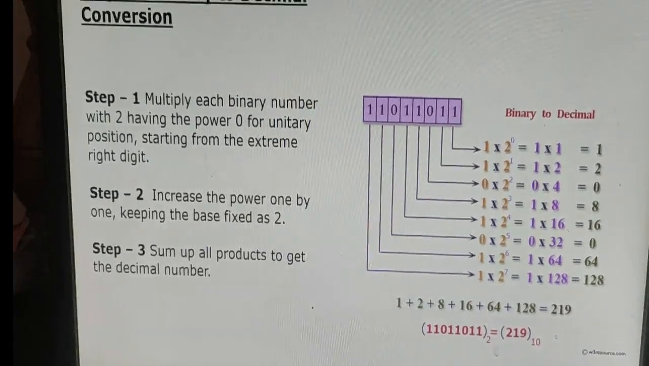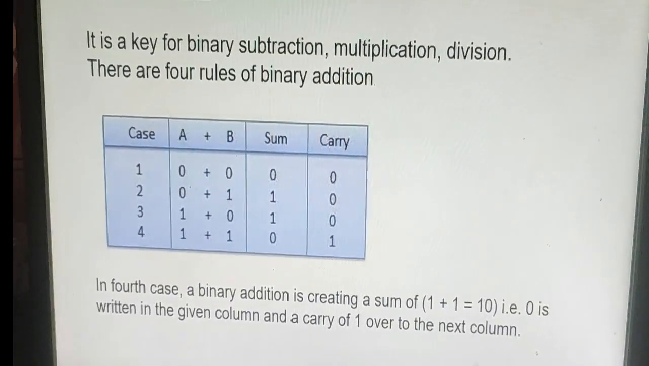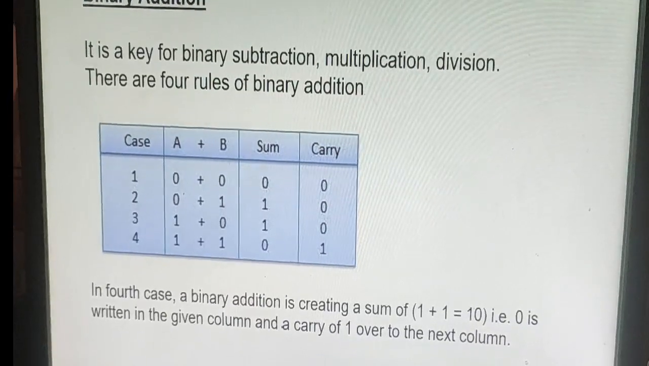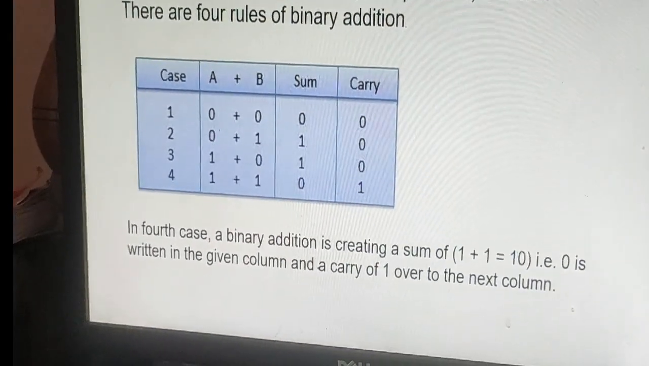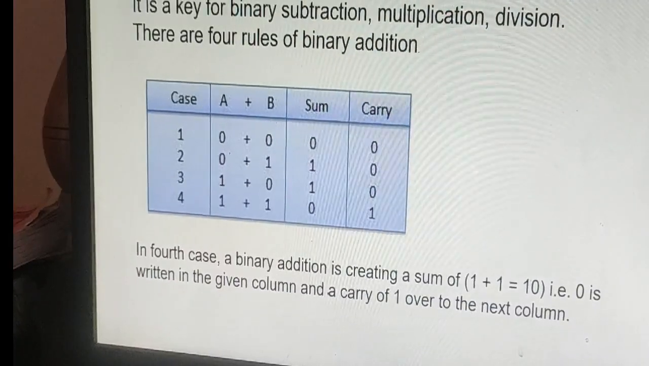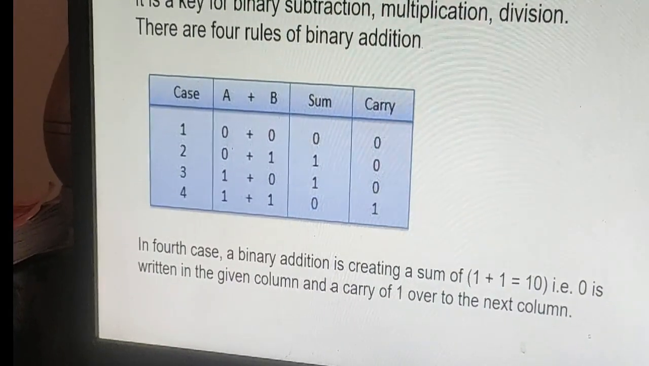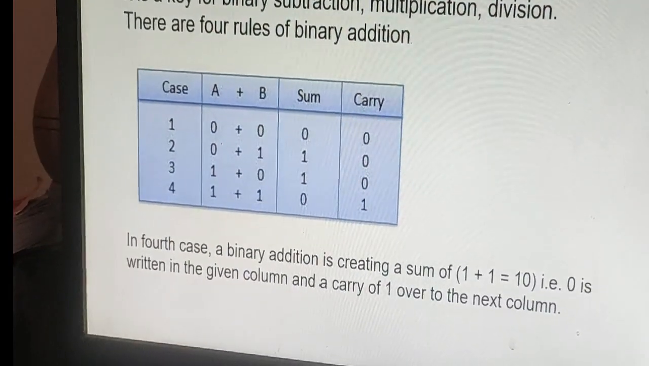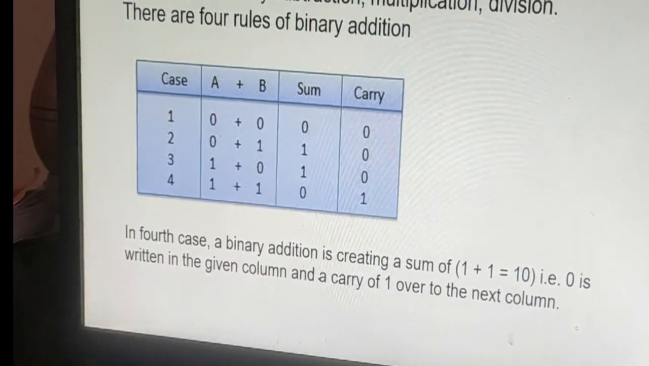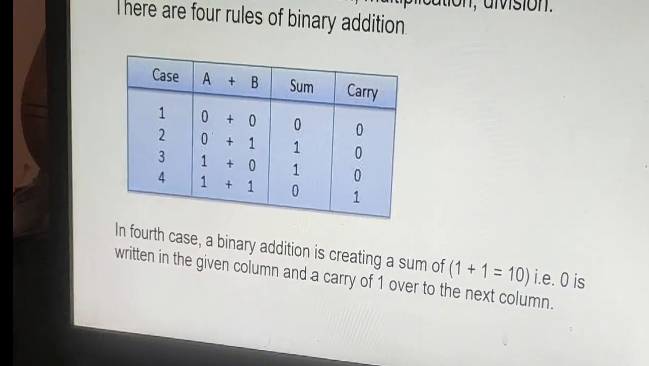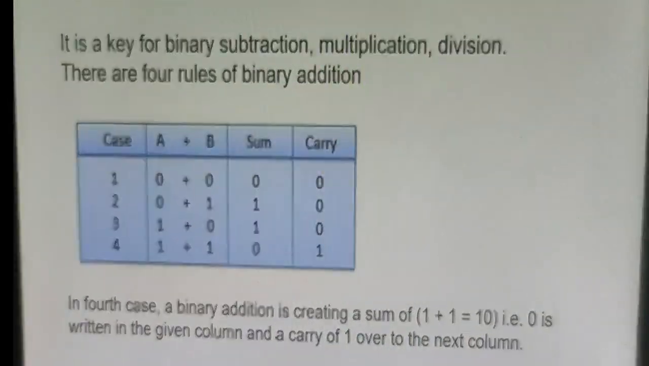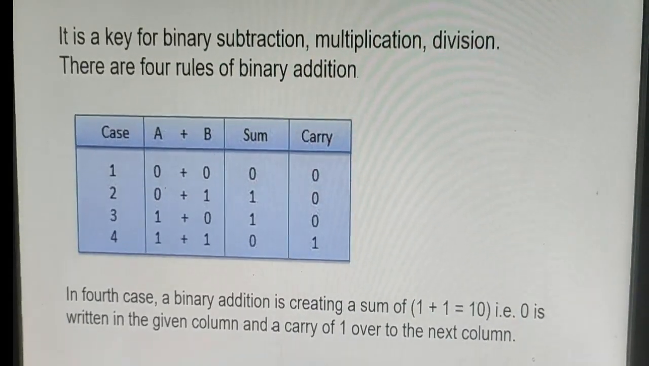Now moving on to the next slide, we will go to binary addition. What is binary addition? It is the key for binary subtraction, multiplication, and division. There are 4 rules for binary addition. Case 1 is 0 plus 0, the sum will be 0 and the carry will also be 0. Case 2, 0 plus 1, the sum will be 1 and the carry will be 0. Case 3, 1 plus 0, the sum will be 1 and the carry will be 0. And case 4, 1 plus 1, the sum will be 0 but the carry will be 1.